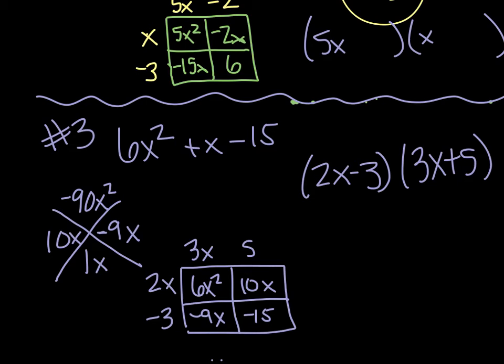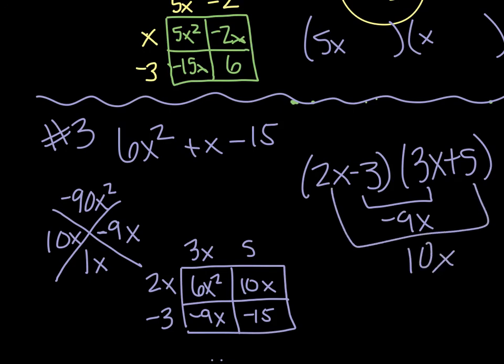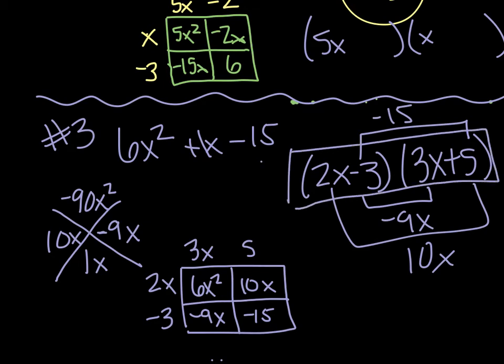And you guys can always check, don't forget. So 3x times negative 3 is negative 9x. 2x and 5 is 10x. So that does give us our 1x. And negative 3 times 5 is negative 15. So that's good also. So 2x minus 3 times 3x plus 5 would be your factors.